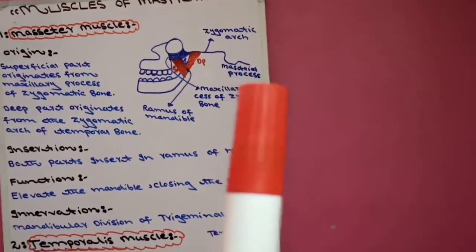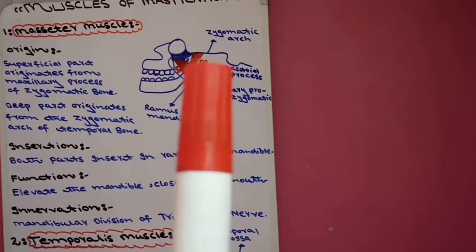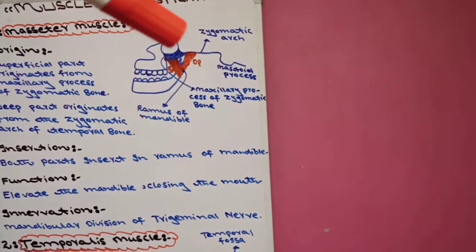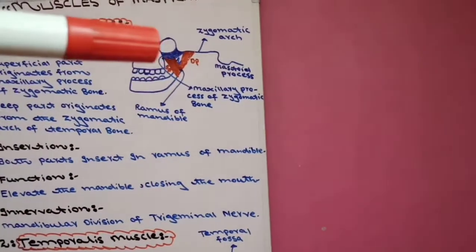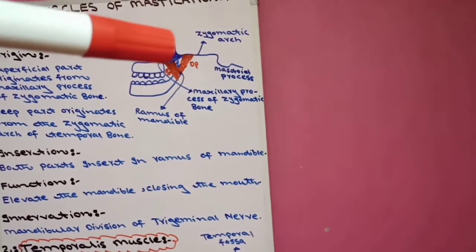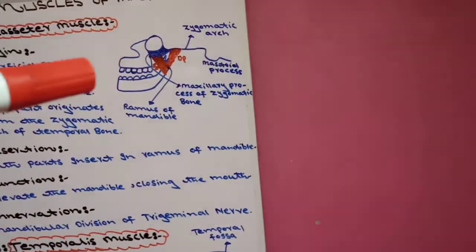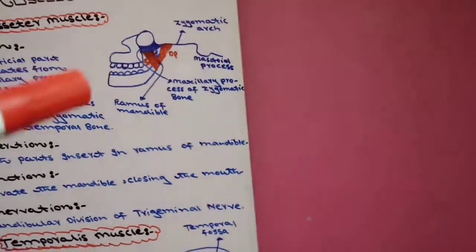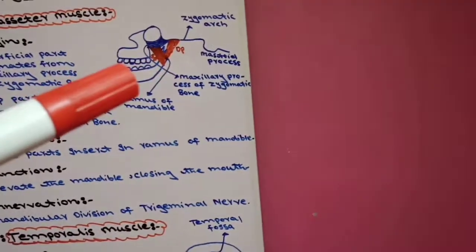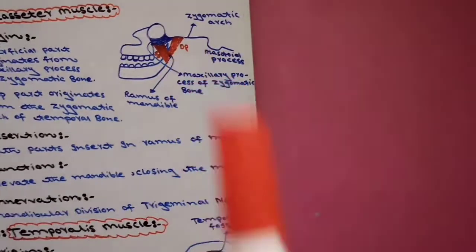This is the mastoid process of temporal bone, and when we move anteriorly, this is the zygomatic arch of temporal bone. Then this is the orbit of eye, and this is below the orbit. This blue rectangular part is the maxillary process of zygomatic bone, and this is the maxilla, and in maxilla the teeth are present, and this is the mandible. In mandible the teeth are present, and this is the ramus of mandible. This is the angle of mandible.